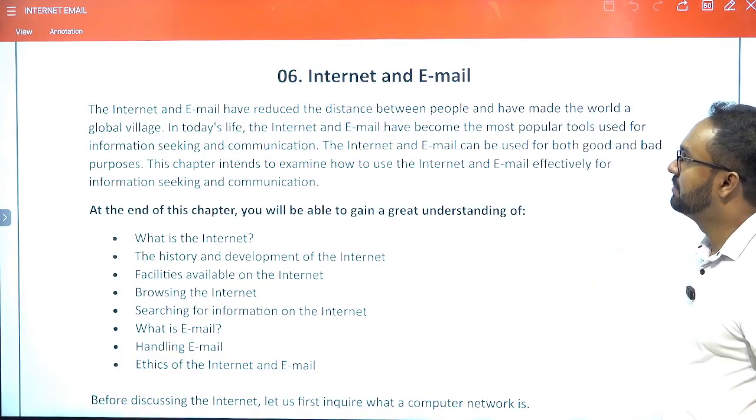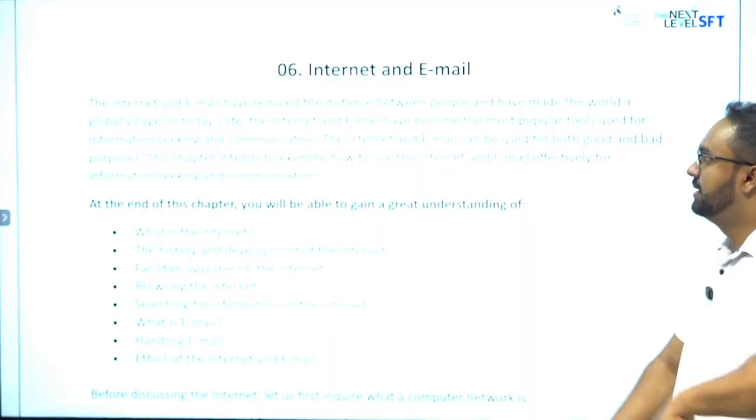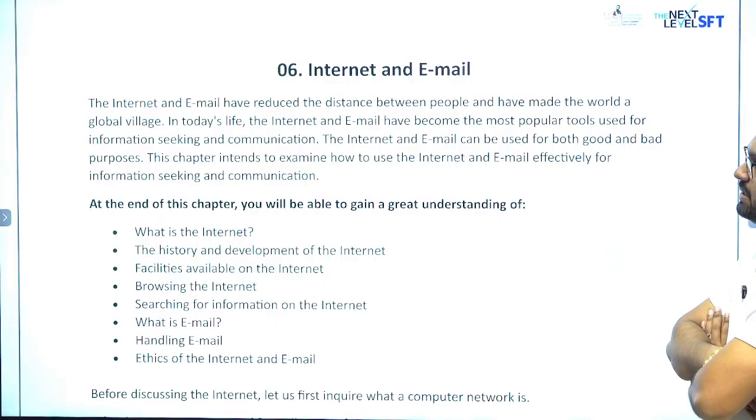Right? So come to this one, internet and email. The internet and email have reduced the distance between people and have made the world a global village. In today's life, the internet and email have become the most popular tools used for information seeking and communication. The internet and email can be used for both good and bad purposes. This chapter intends to examine how to use the internet and email effectively for information seeking and communication.